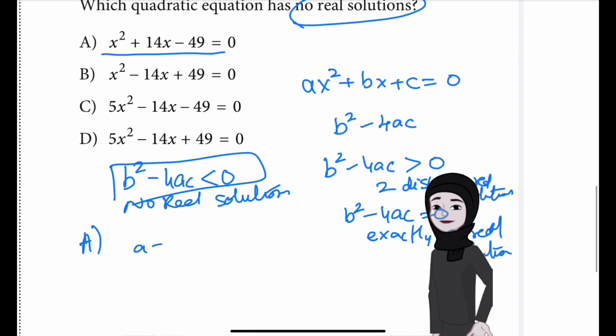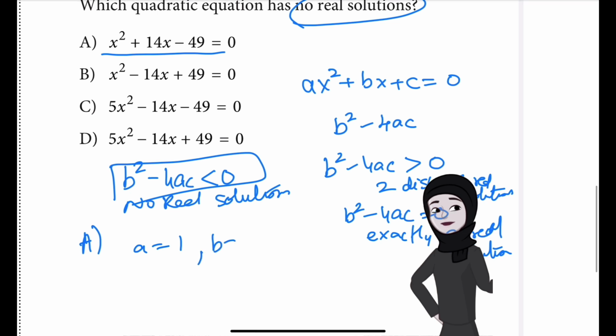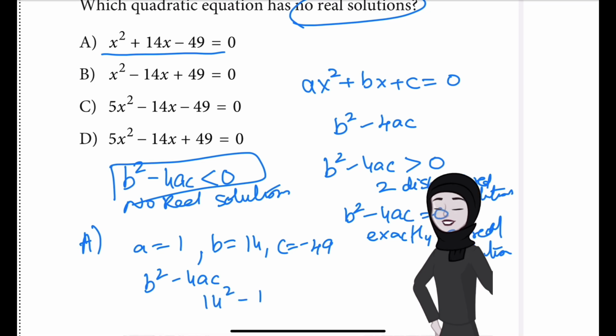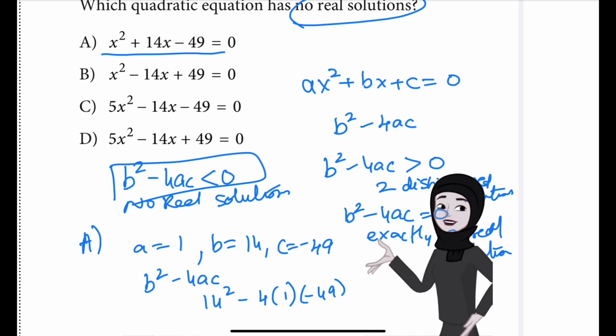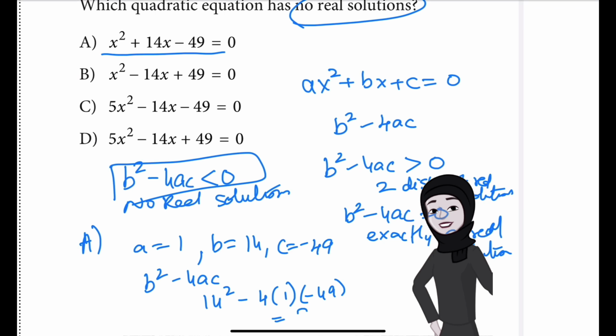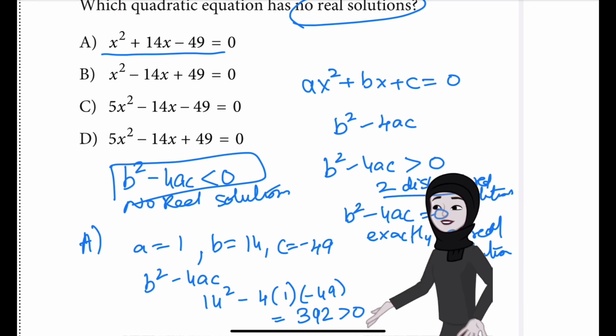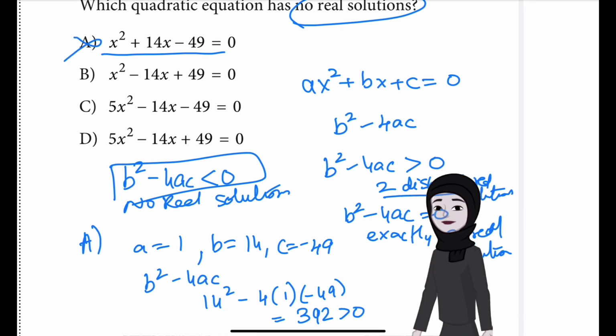In A, a is equal to 1, b is equal to 14, c is equal to negative 49. If we calculate b² − 4ac, we get 14² − 4 times 1 times negative 49. If you simplify this, you will get 392, which is greater than 0. If it is greater than 0, you know that it will have two distinct real solutions. So answer choice A is not correct.